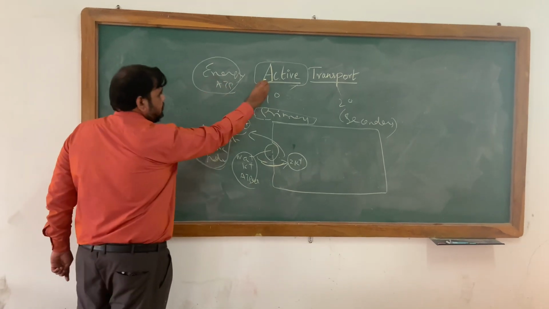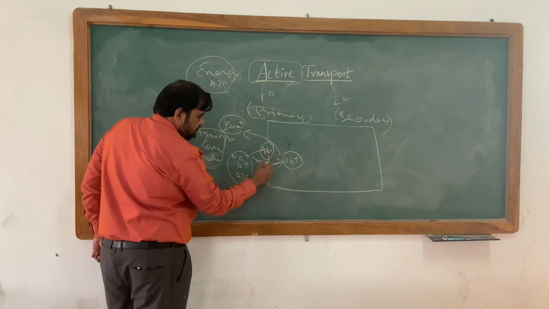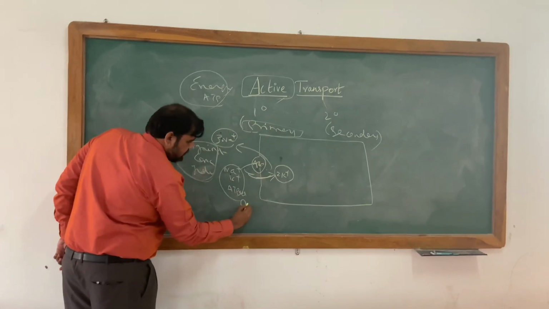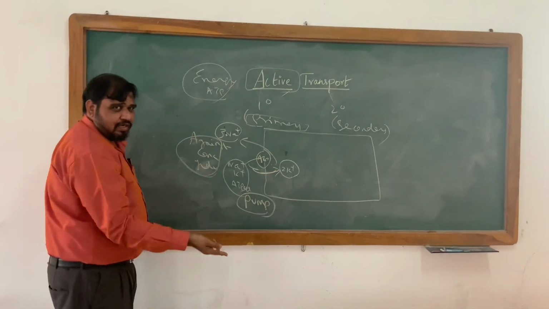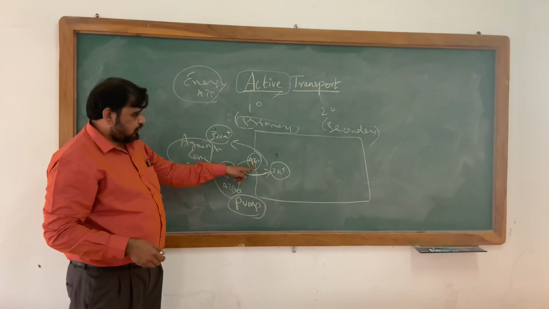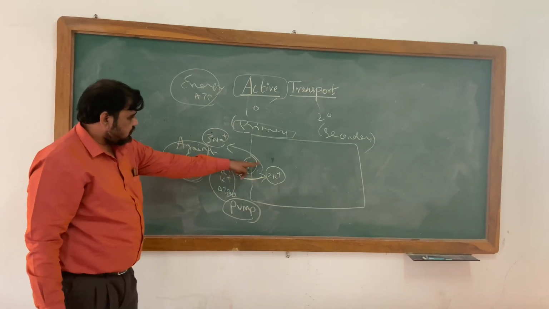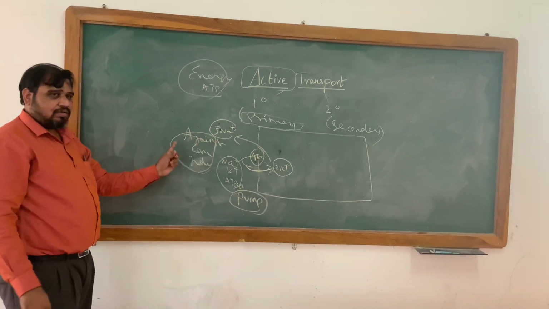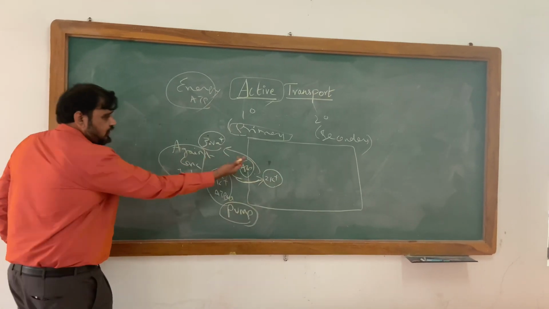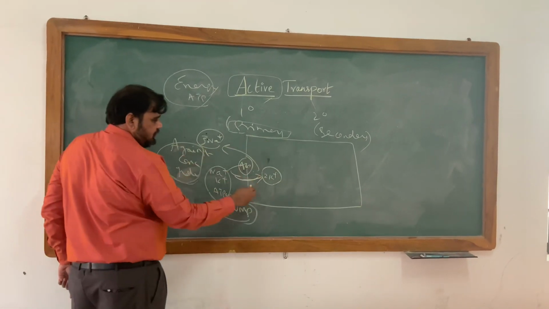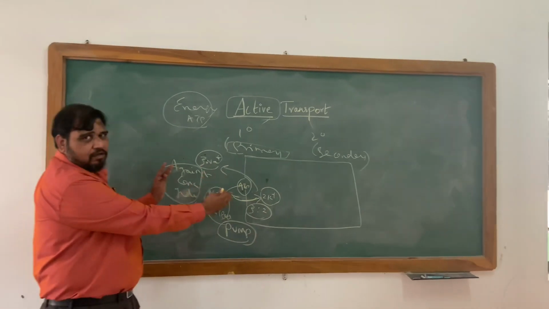Why is it called primary active transport? The ATP is present within the sodium potassium ATPase pump. This is called a pump, the sodium potassium pump, pushing against the concentration gradient. Sodium goes out against the concentration gradient and potassium comes in, and this is also called the 3:2 ratio: three sodium going out, two potassium coming in. This is the concept of primary active transport.